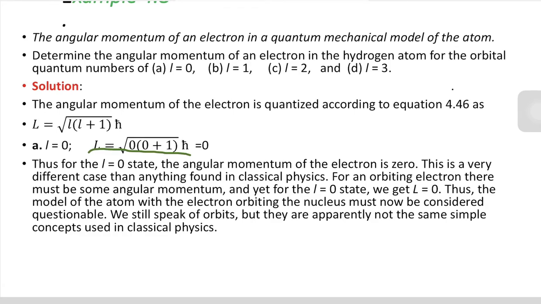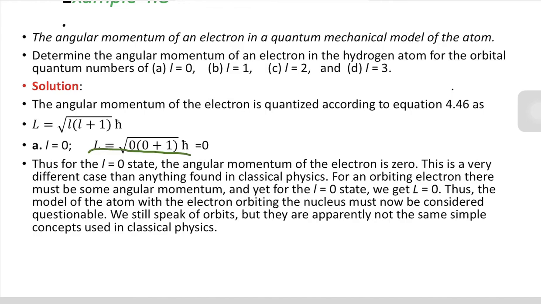We have an example about the angular momentum of an electron in the quantum mechanical model of the hydrogen atom. Determine the angular momentum of an electron in the hydrogen atom for the orbital quantum numbers: in A, L equal to 0, in B, L equal to 1, in C, orbital quantum number L equal to 2, and in D, L equal to 3.